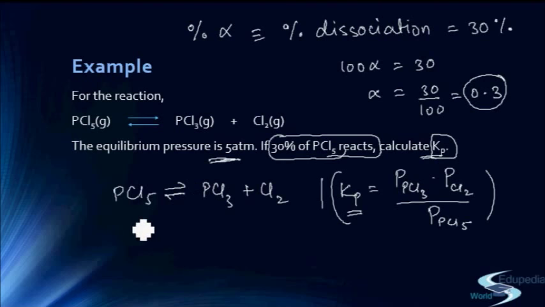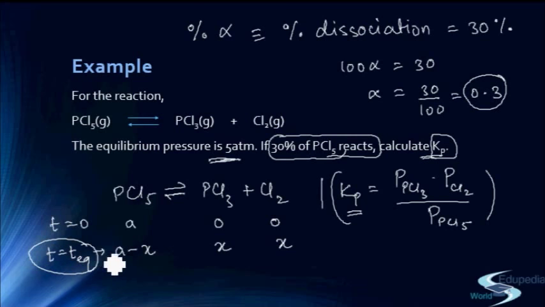So let's assume that the initial moles of PCl5 were A and the moles of PCl3 and Cl2 were 0 and 0. So after time t, the moles of PCl5 left are A minus x, and PCl3 and Cl2 are x and x. Let's say this time t is the time at which equilibrium was achieved. So this means I have the moles at equilibrium. I simply need to write them in terms of alpha. How can I do that? We already know how to do that.